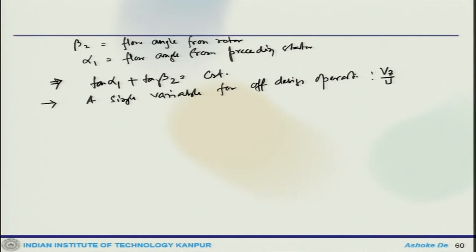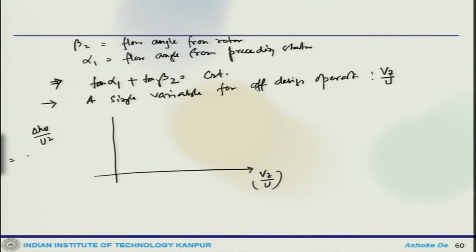Now, we can plot these parameters like this. This is how we can plot delta H naught by u square against Vz by u, okay. And delta H naught by u square is basically the ratio of total energy divided by blade kinetic energy, which is delta V theta by u. So, this plot would look like a curve like this.